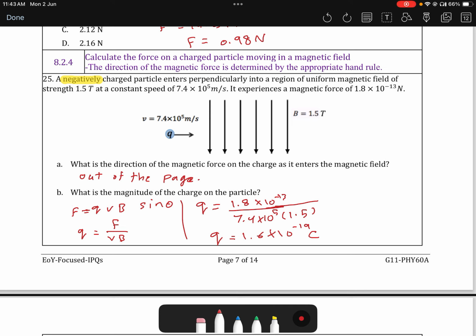Okay, by the way, this number brings to my mind that this particle is either an electron or a proton, right? Because it has this charge, the elementary charge, which is the charge of an electron if it's negative and the charge of a proton if it's positive. It's just an information I wanted to mention.